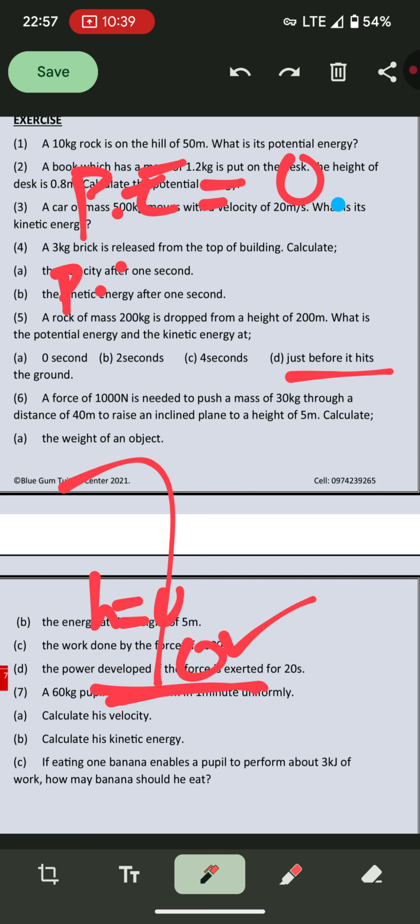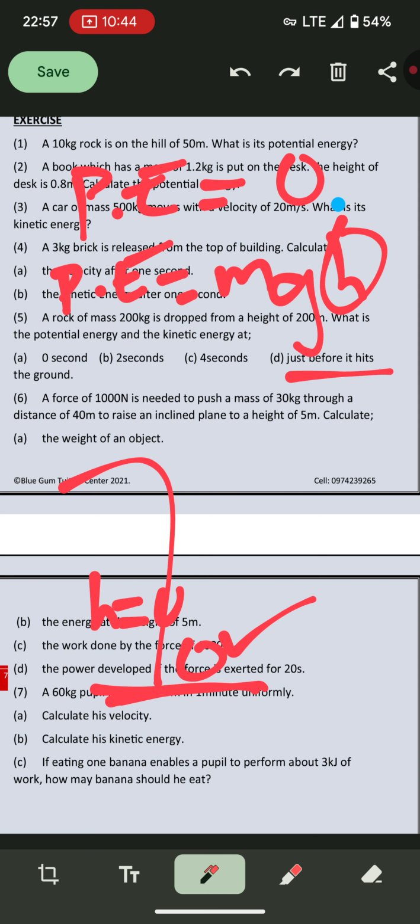So it's going to be potential energy mgh. The h is 0, so it's going to be m times 200 times 10 times 0. It will give you 0 joules. Then this 0 joules, you subtract from the total energy to get the kinetic energy.